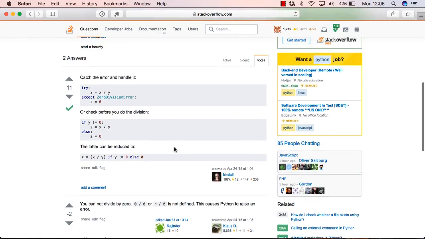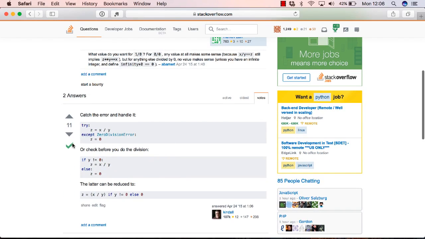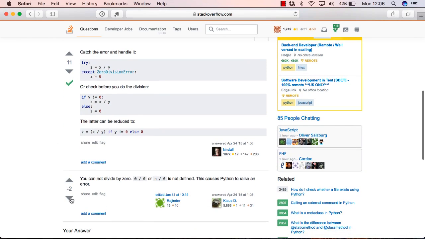And there are two answers for this question. The answer with this green mark here is the accepted answer, and it has the most upvotes, so 11, and this has 2 downvotes, so -2. Actually, the difference between upvotes and downvotes is in the favor of downvotes. So these are two different answers that you can look at. Usually you want to look at the accepted answer that has the solution.